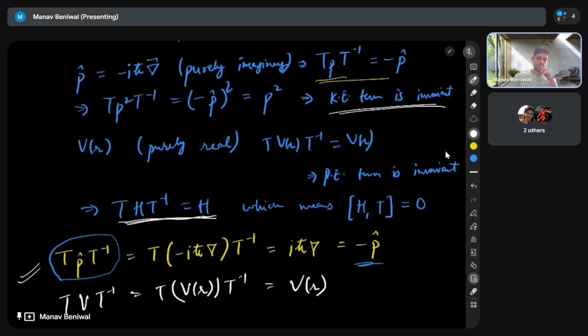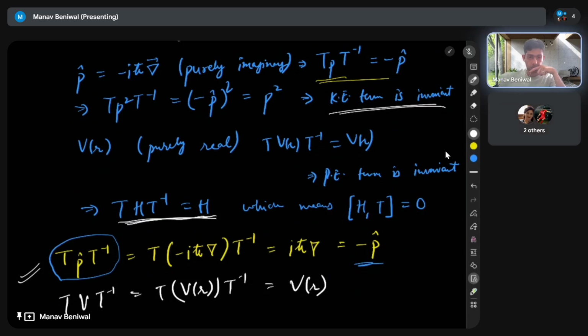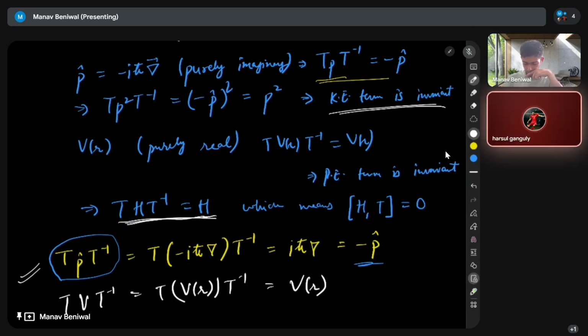Sir, what bothered me was, I understood your explanation initially about why T of V T inverse equals T of V equals V, because that's purely real. But we are multiplying an additional T inverse term. That's where I am getting stuck again and again.